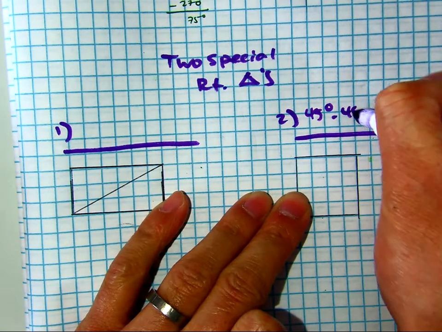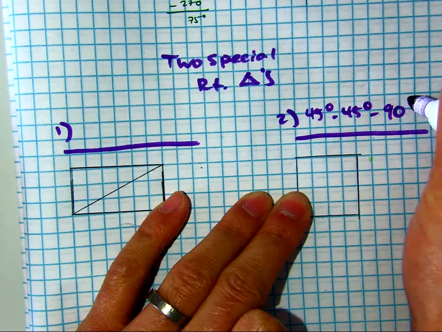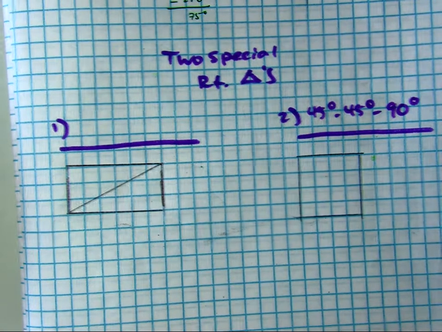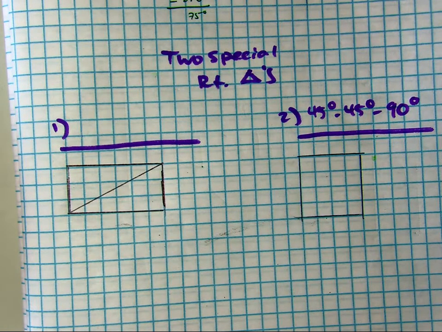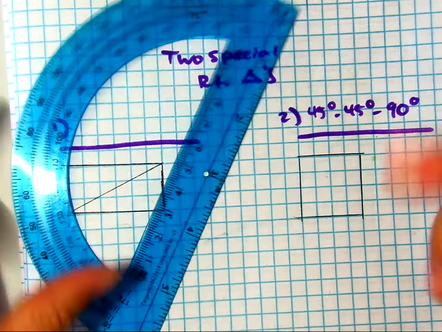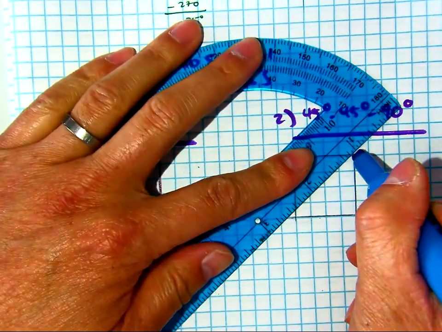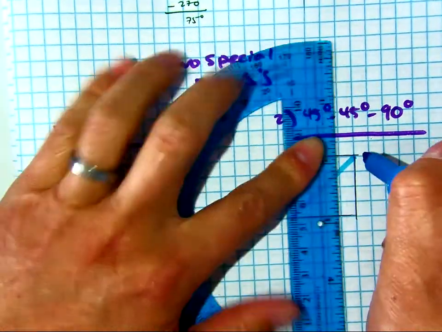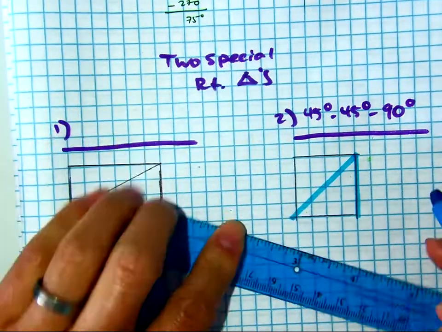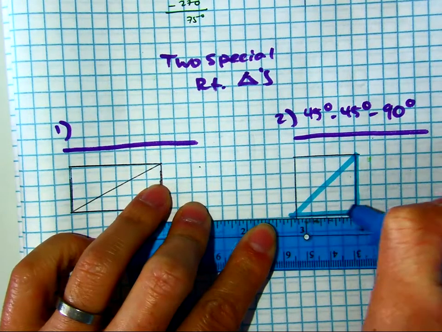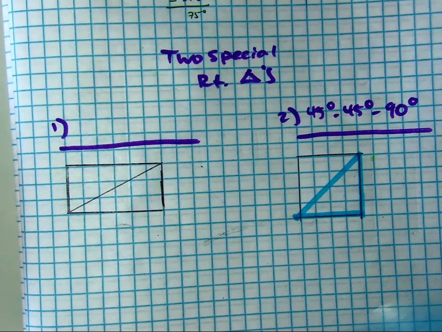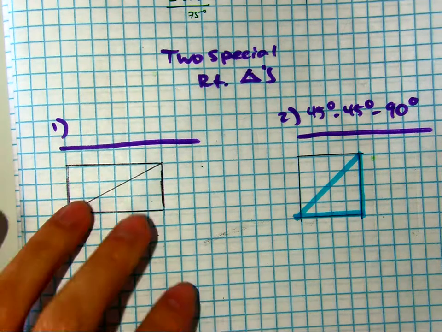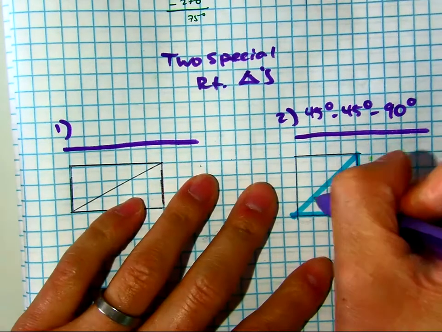So if I take my square, Prerna, what do I do with the square? Diagonally. Yeah. What does that tell us? This is a 45, 45, 90.